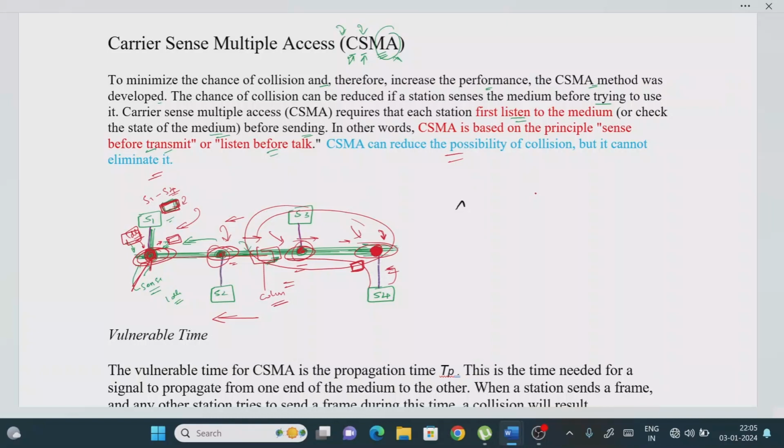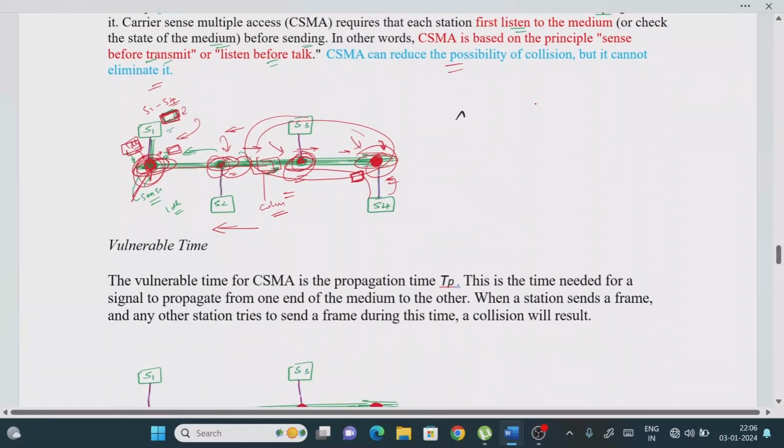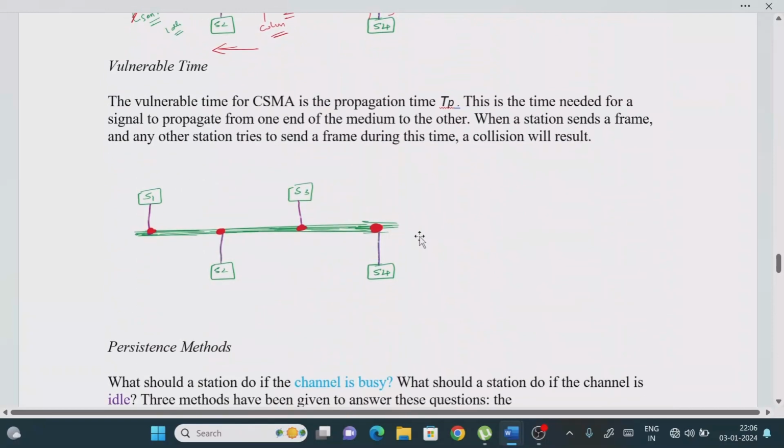Why can it not eliminate it? At this point in time it will sense, but here it cannot sense, here it cannot sense. That is the problem, right? This point is very, very important to remember. Now we will see what is called the vulnerable time in the CSMA method. Vulnerable time is when one frame meets another frame, which is what we call a collision.